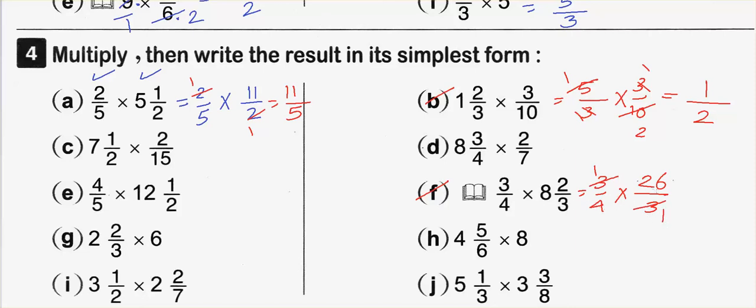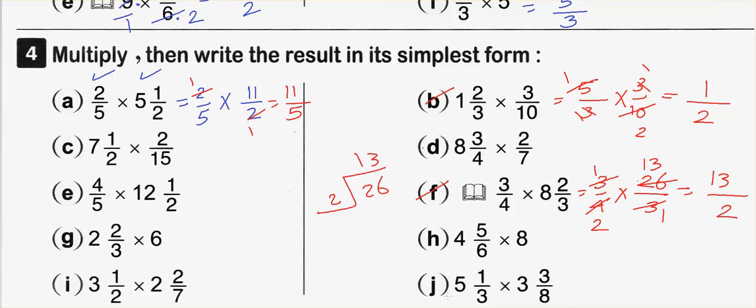But what about 4 and 26? 26 over 4 is not in the simplest form. But we can see that these two numbers are even numbers. We can divide by 2 up and down because any even number is divisible by 2. 4 divided by 2 equals 2. 26 divided by 2 equals 13. 1 times 13 equals 13. 2 times 1 equals 2.